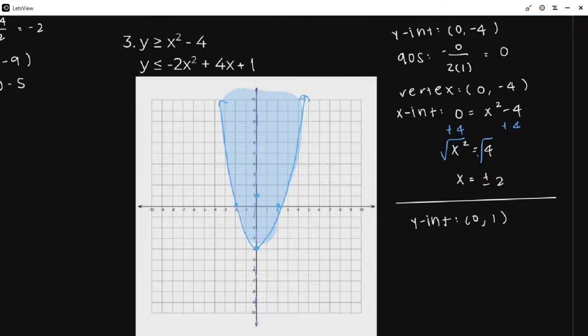which is right here. And then we have to find the axis of symmetry. So that's going to be negative 4 over 2 times negative 2, which is negative 4 over negative 4, which is 1. So for this one, the vertical line goes through here.